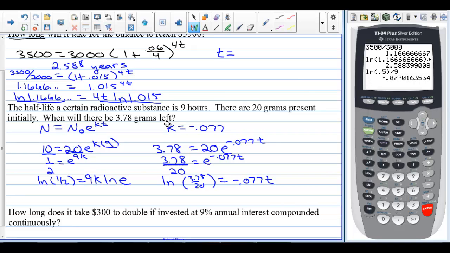Because the natural log of e is 1. So I can bring it down in front. Well, this is really this right here. So we can bring the power down in front. Natural log of e is 1. I don't have to worry about that piece.